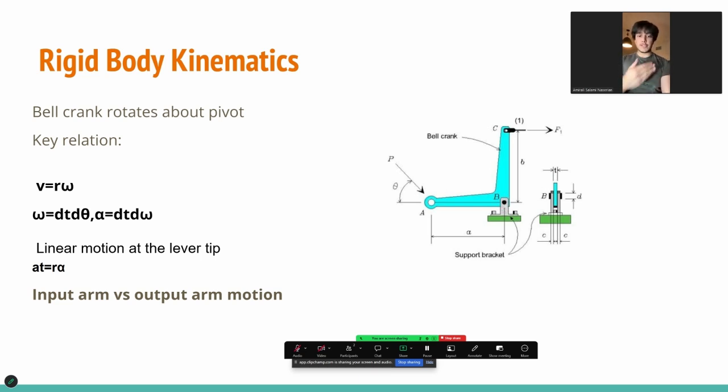Since the bell crank rotates about a fixed pivot, we can determine the velocity of the output arm based on the input arm motion from the servo. This is important because it shows how input motion is transferred into output motion and how geometry affects steering response.